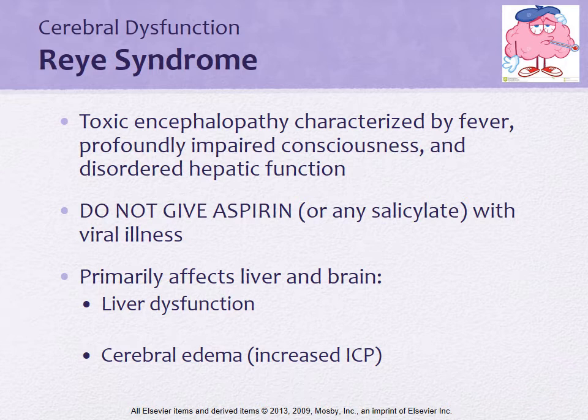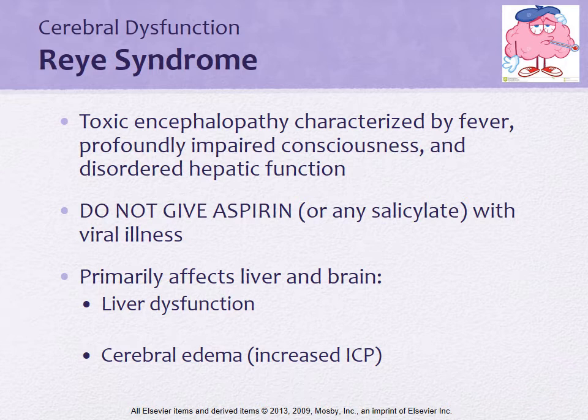Pepto-Bismol is another one that has a salicylate in it, especially with any viral illness. So salicylates are what you want to watch for, and they don't want to give those to kids, especially if they have a viral illness. It primarily affects the liver and the brain. As far as liver dysfunction, you're going to see bleeding and poor clotting. They aren't really sure of the reasons behind that, but they did find a correlation between Reye syndrome and liver dysfunction. So again, you'll see bleeding and poor clotting.